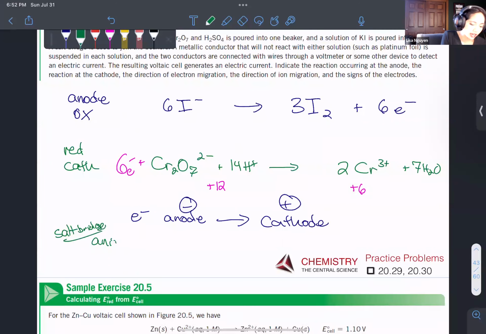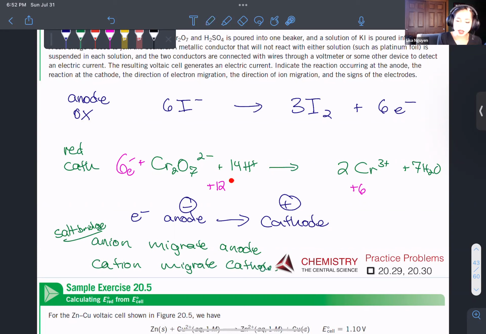In our salt bridge, the anions migrate to the anode, and the cations migrate to the cathode in order for those solutions to be charge neutral. Another way to think about it, what did I write in my key?